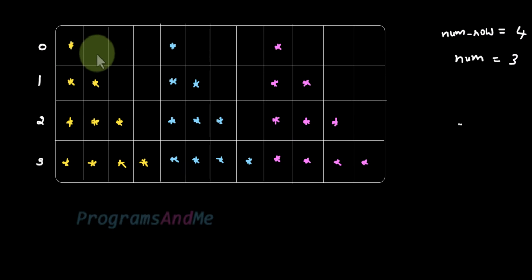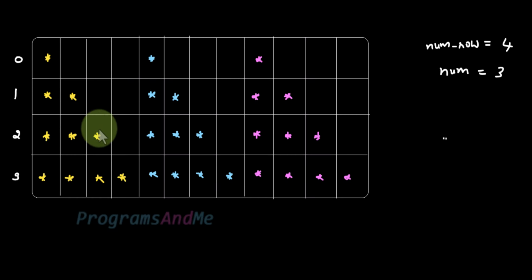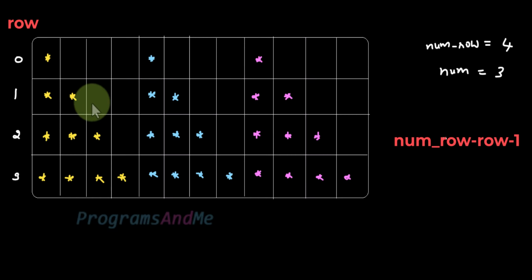Next, after the star, we need to print space. Here also, after the star, we need to print space. In row 0, we want 3 spaces. In row 1, we want 2 spaces. In row 2, we want 1 space, and in row 3, we want 0 spaces. For that, I can take it like this: number of rows minus row minus 1. This formula will work. Number of rows is 4 here in this example.